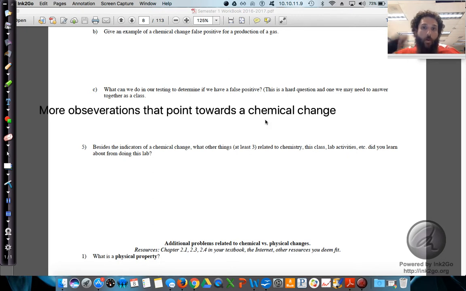More observations that point towards a chemical change are going to indicate that we have a true chemical change and not a false positive. So if you have a color change and a production of a gas, that's going to be a chemical change. It won't be a physical change. If you have both of those things there, it's very unlikely that both of those are going to be false positives. All right, number 5.